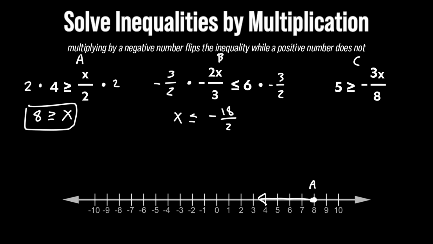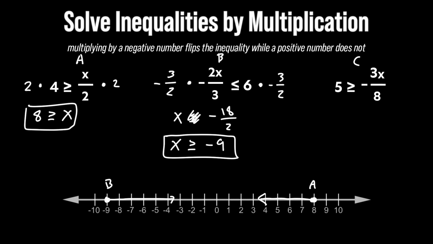Now, you might think this is correct, but we forgot about flipping the inequality. So this is not right. It's going to be x is greater than or equal to, and negative 18 over 2 is going to be negative 9. So that's going to be our answer here. So we're saying x can take any value that's greater than negative 9. So the graph is going to look something like this, and B is going to be here.